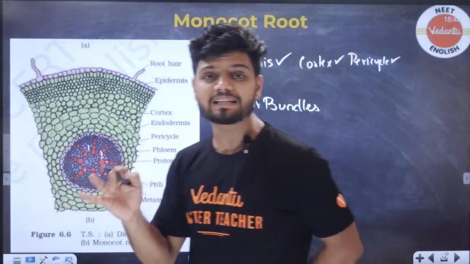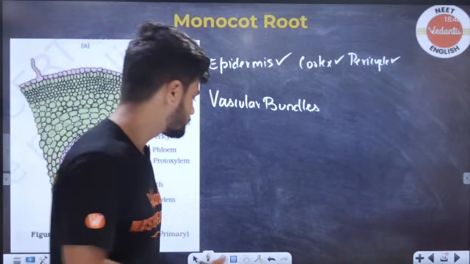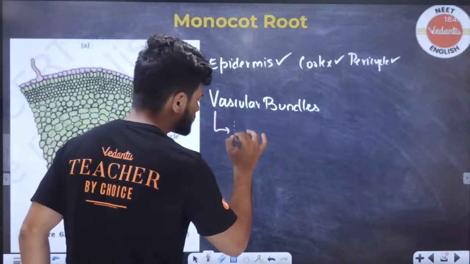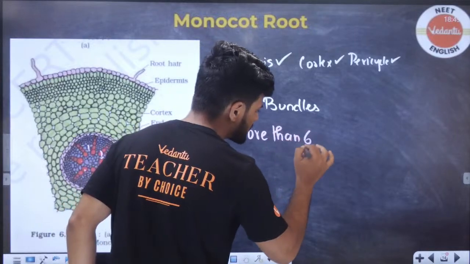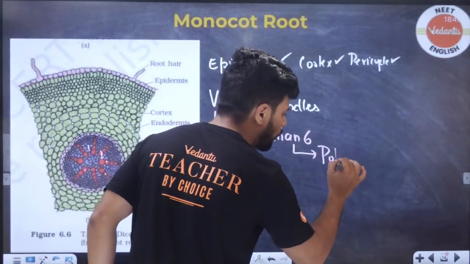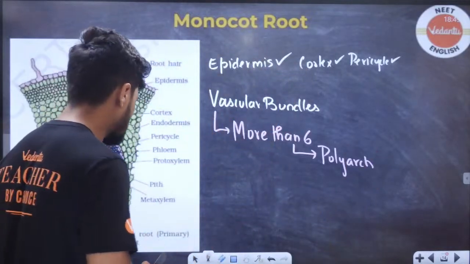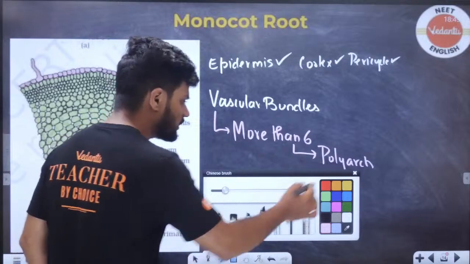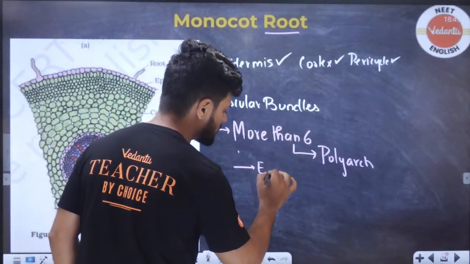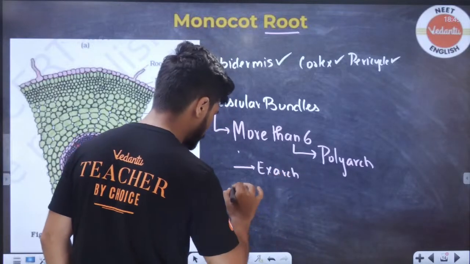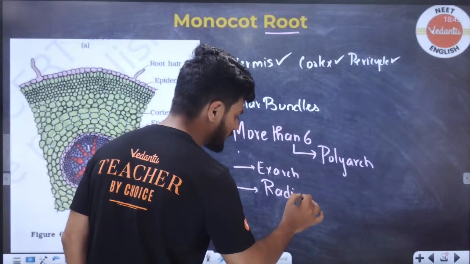So can I say right now, the vascular bundles are more than 6? Vascular bundles are said to be more than 6. And such a condition is called what? Polyarch condition. Now, apart from that, this is a root, so exarch condition. Yes, exarch condition. Apart from that, it is a root, so radial arrangement. Yes, radial arrangement.